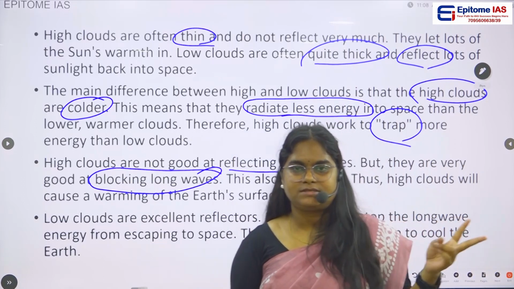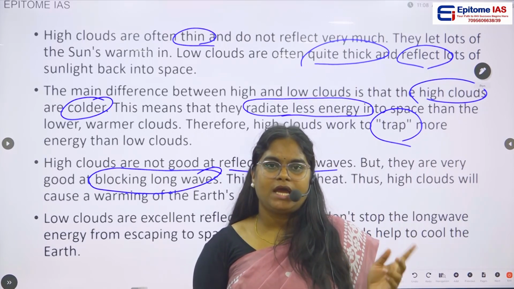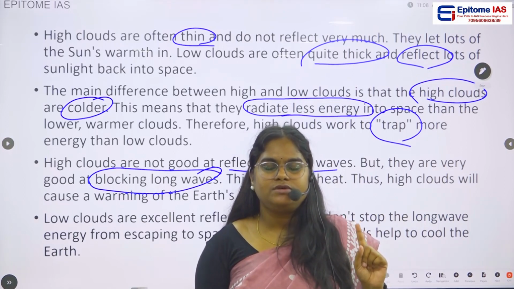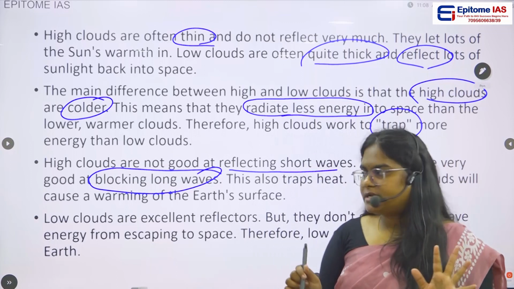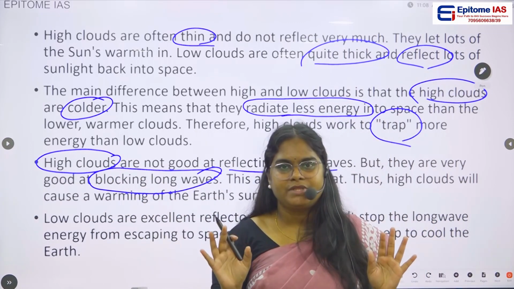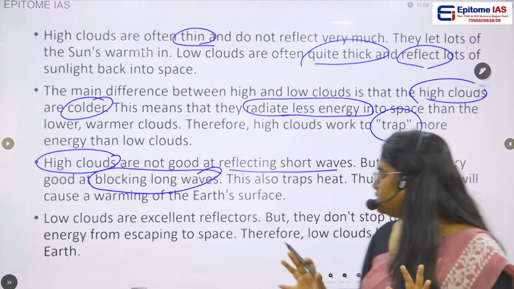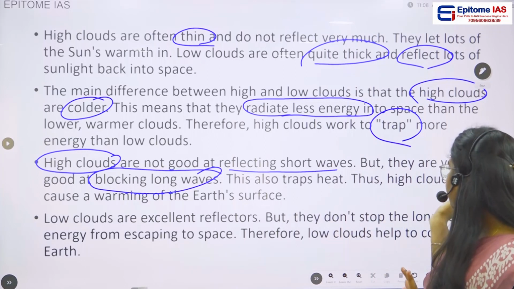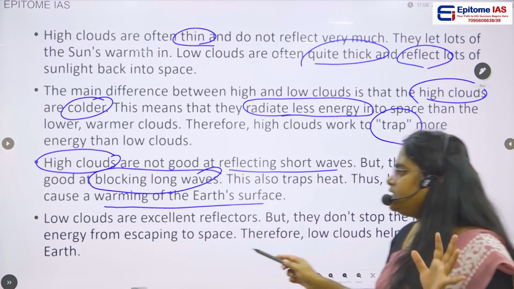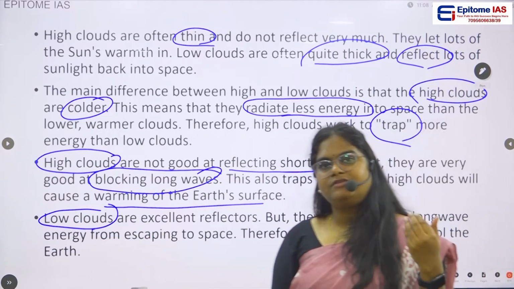So in both cases, they allow the incoming solar radiation and also trap the outgoing terrestrial radiation. Because of both of these activities, the high clouds are directly involved in increasing the temperature of the earth's surface. This also traps heat, thus the high clouds cause warming of the earth's surface. But in the case of low clouds, first, they are excellent reflectors.